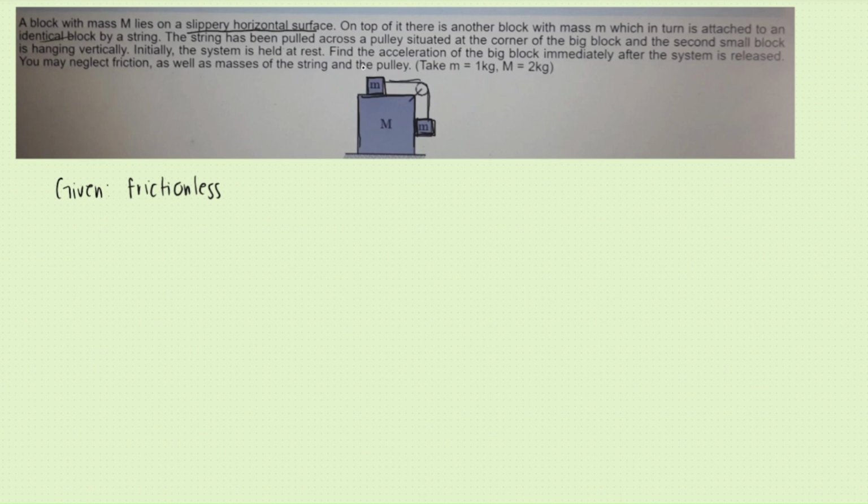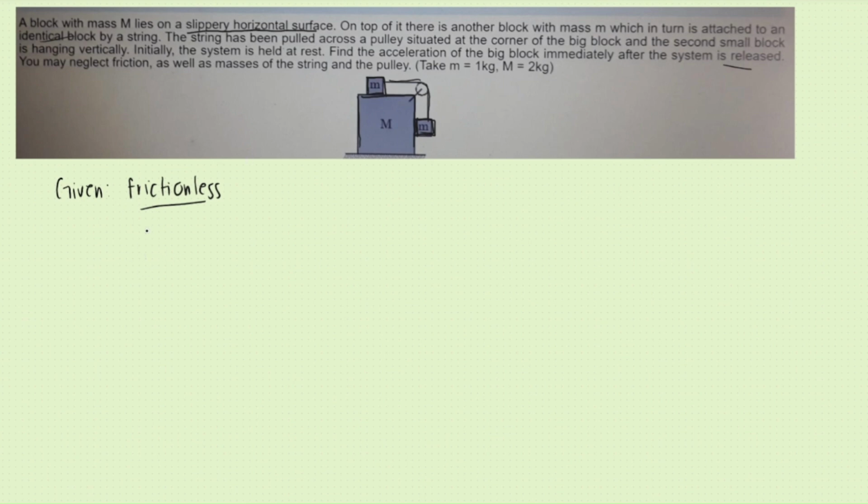Initially, the system is held at rest, and we're going to find the acceleration of the big block immediately after the system is released. You may neglect the friction, which we already noted, as well as the masses of the string and the pulley. So we'll neglect the mass of the pulley and the mass of the string.